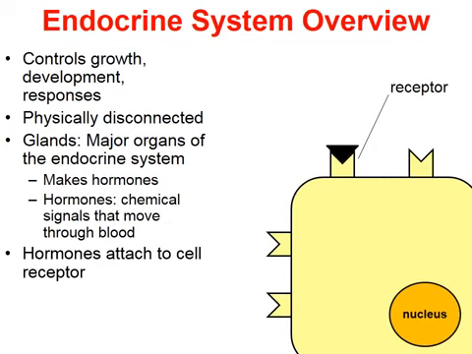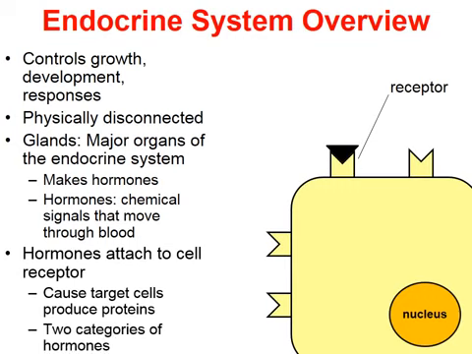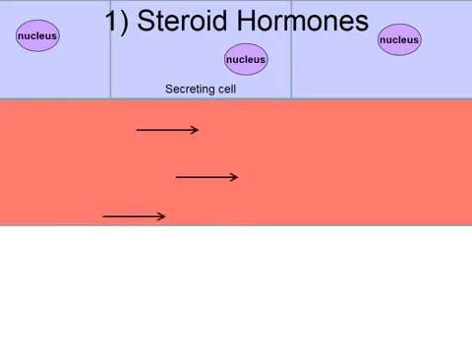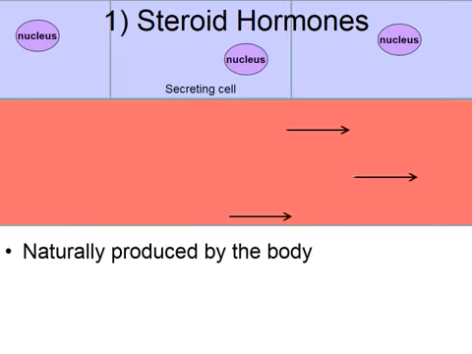Well, this target cell, now that it's received the hormone, will be stimulated to produce various proteins that the cell needs. So we'll talk more about these in just a moment, but ultimately there are two categories of hormones that I want to mention: steroid hormones and non-steroid hormones. The first category I want to mention are called steroid hormones. And one thing I want to mention is that steroid hormones are naturally produced by the body.